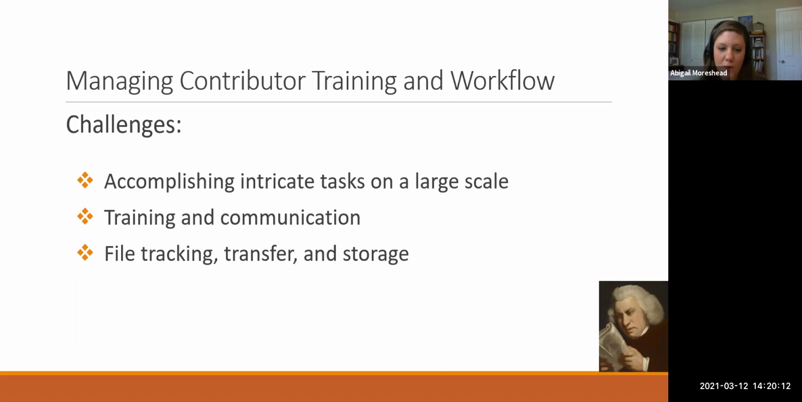So distributing work among a team and creating an effective streamlined process is something Johnson did throughout the whole writing of the dictionary, and is a process he had to make significant changes to as he went along, and that's something that we have faced as well.